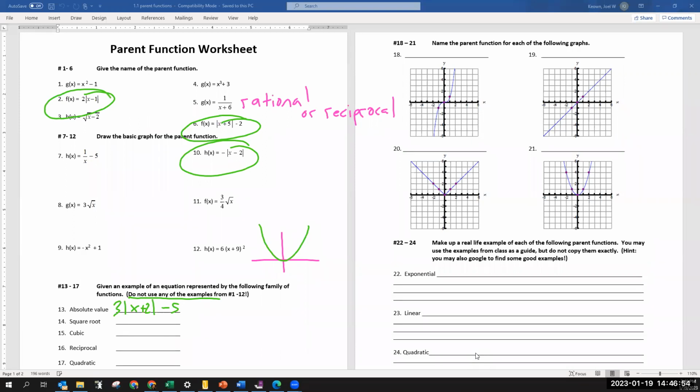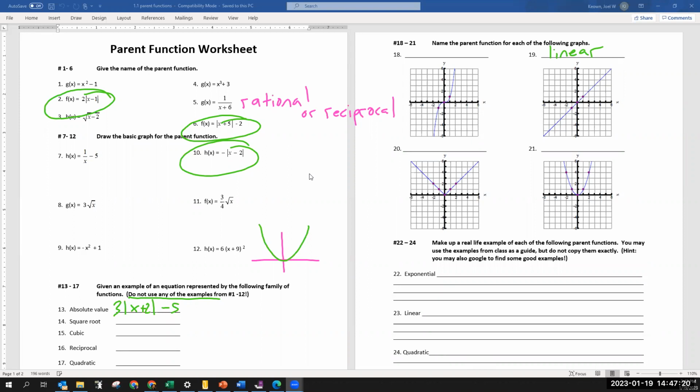Okay, there's that section. Number 18 through this section, all you're doing is saying what the name is. So for instance, 19, the name of that one is linear.